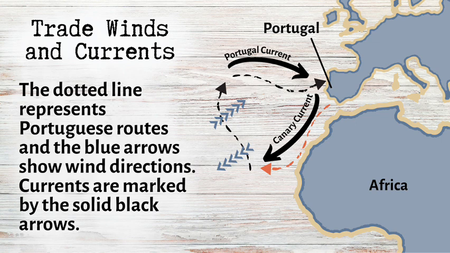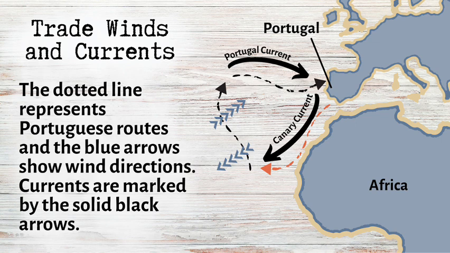Once they learned about the currents, they began to return from the coast of West Africa to Portugal by sailing out into the ocean and utilizing trade winds to get up to the Portugal Current near the Azores Islands, which are not marked on this map, and using the current to arrive in Portugal.